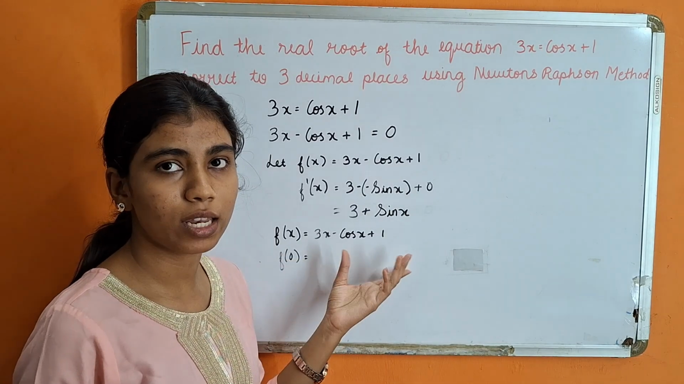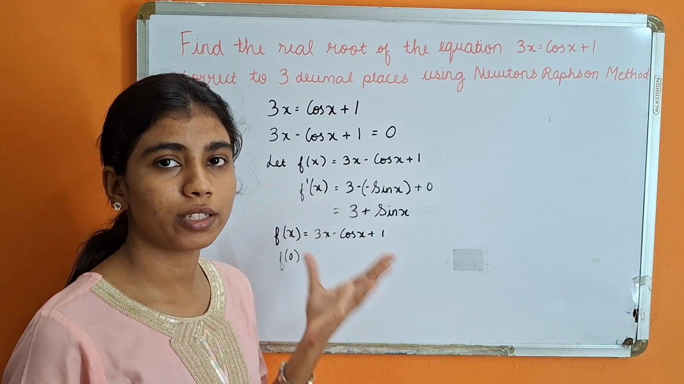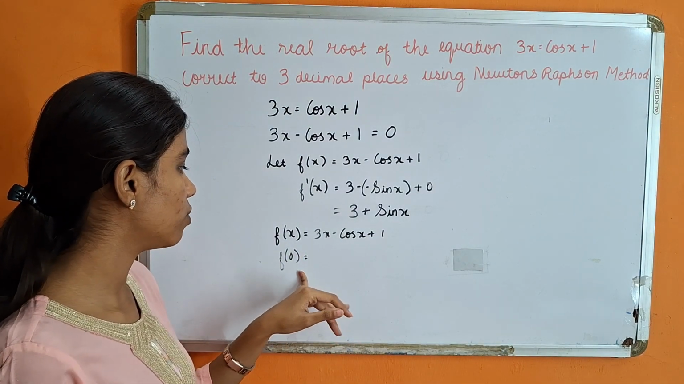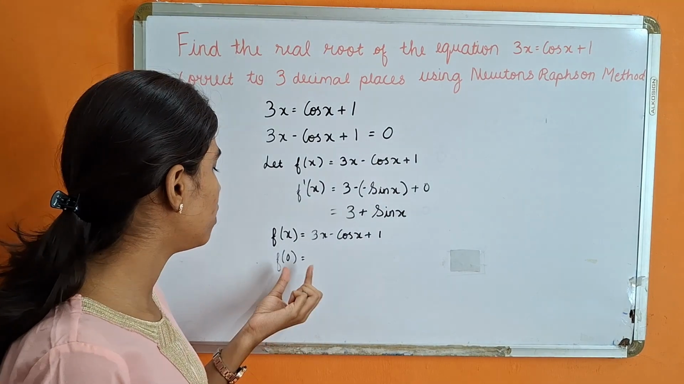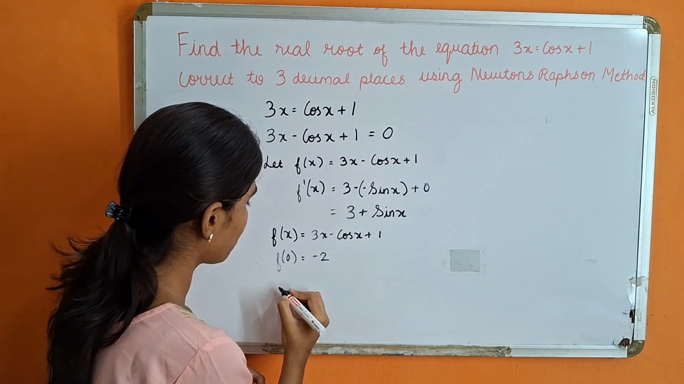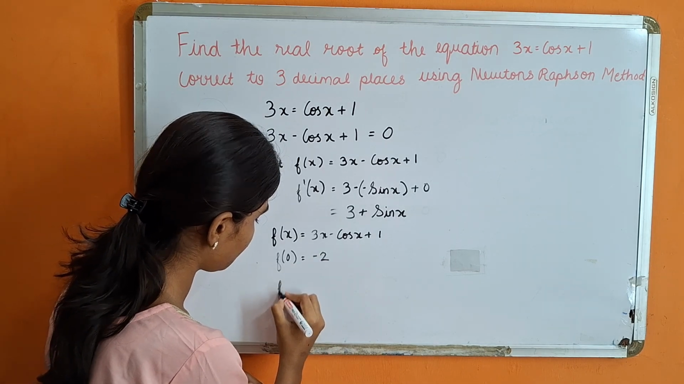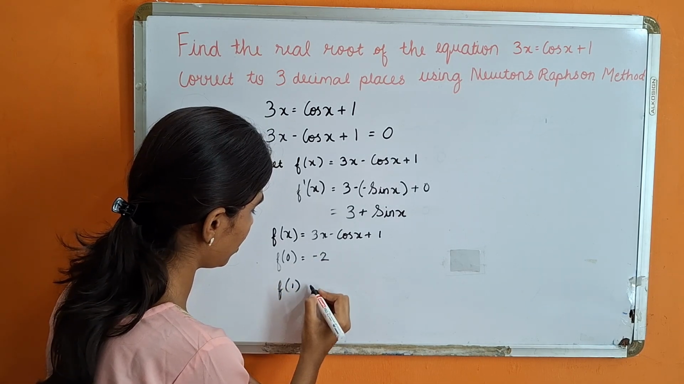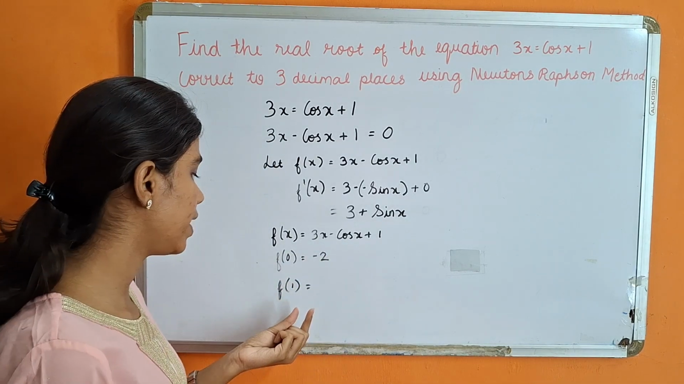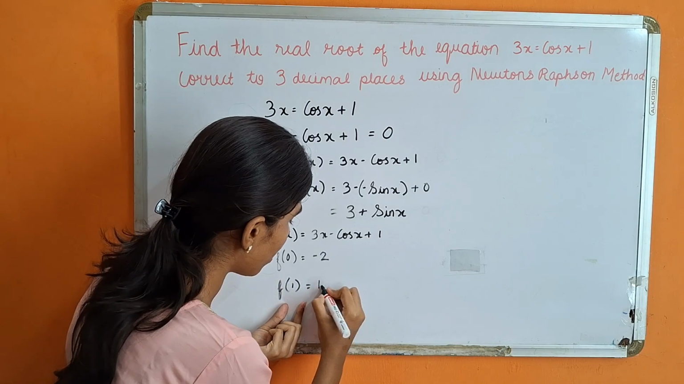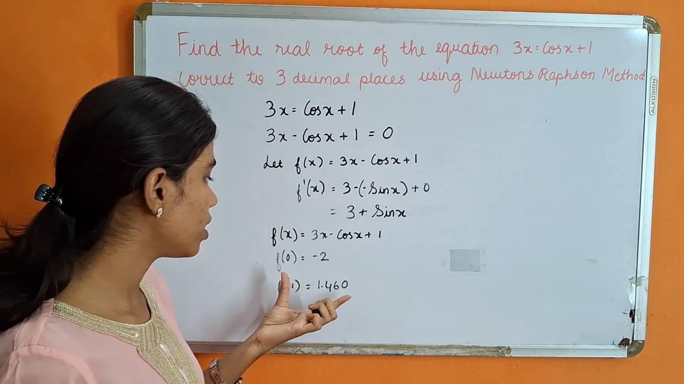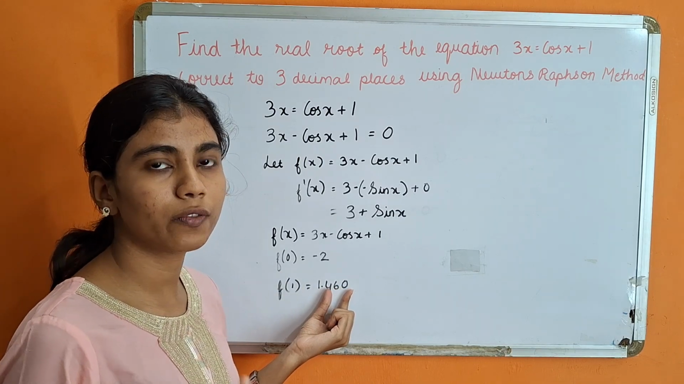When you put this into the calculator and press the solve button, it will ask for the x value. What is your x value? Your x value is 0. So if you put x as 0, we get the answer as -2. Then you put the same equation again and put the x value as 1. Then we get 1.460.